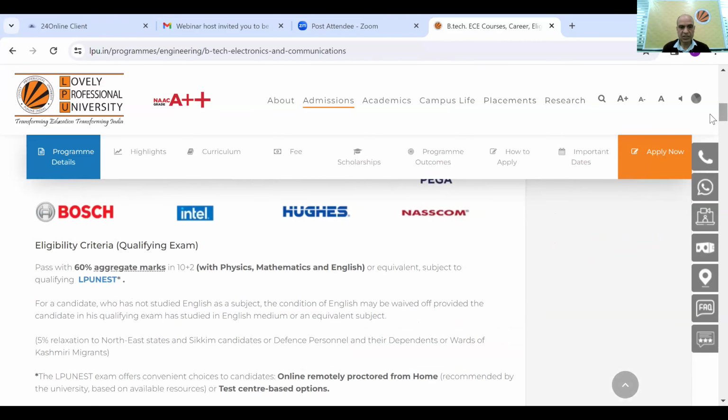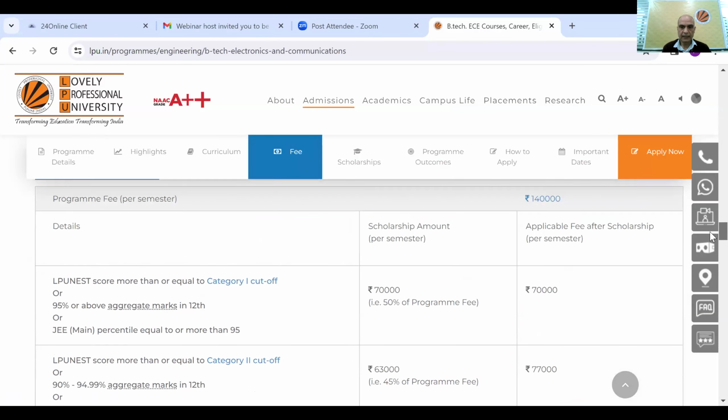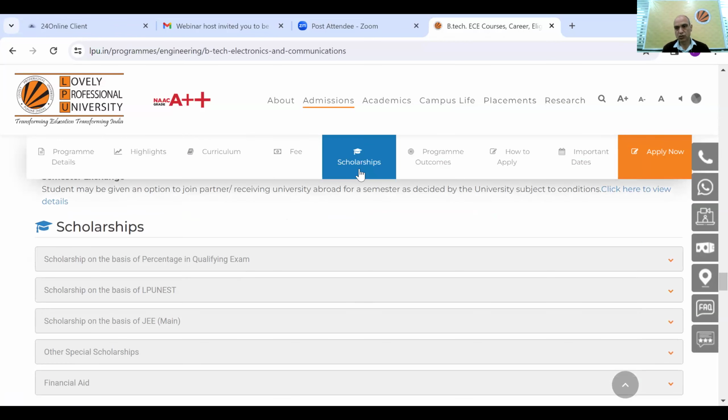This is the eligibility of the program. Pass with 60% marks in a grade in 12th with physics, maths, and English, or equivalent with LPU NEST. This is the eligibility. Similarly, over here, you can click the fee tab. You can learn about the fee. You can click the scholarship tab. You get to know about the scholarships and so on and so forth. So this is how you can browse the website and get to know about the eligibility, fee structures, and placements, and whatever you want to know. You can just click at a click of a button at lpu.in. You get to know all these details.